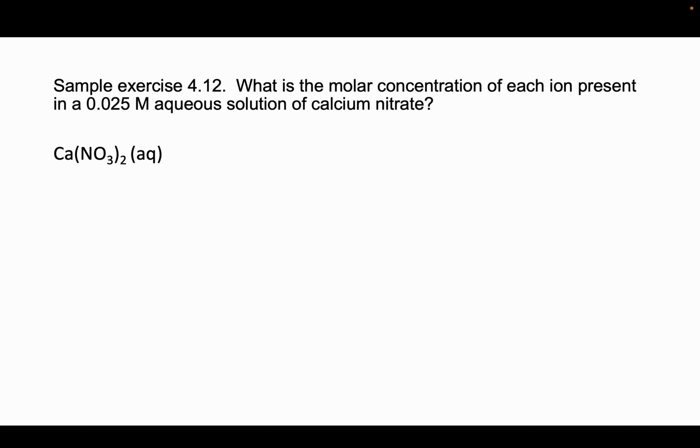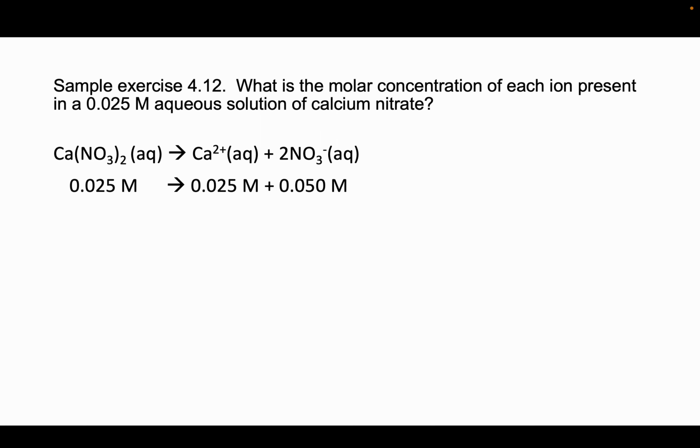What's the molar concentration of each ion present if you have 0.025 molar aqueous calcium nitrate? So I see calcium nitrate. I'm thinking ionic compound, strong electrolyte. It'll dissociate to give me calcium ions and nitrate, 2 nitrate for every 1 calcium. So if the solution was initially 0.025 molar calcium nitrate, I could also describe it as being 0.025 molar calcium ions and double that, 0.050 molar nitrate.